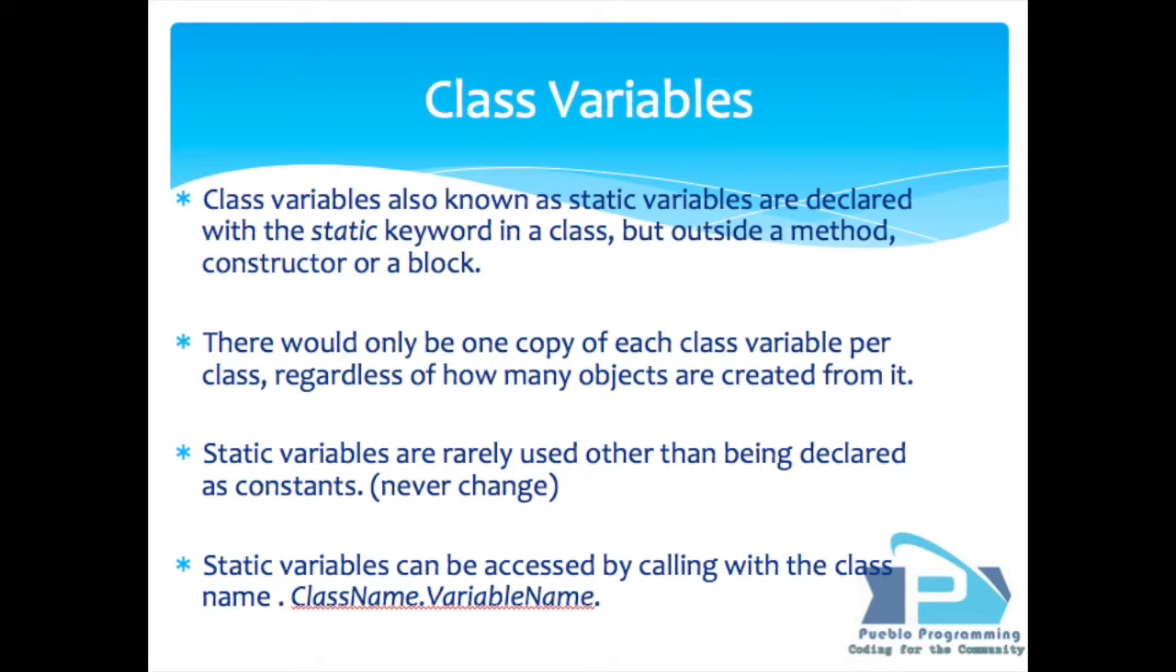Static variables can be accessed by calling with the class name. For instance, class name.variable name. So you have your class name, whatever it is, and then a period, and then your variable name. So if your variable was called apple and your class was called fruit, you would type in fruit.apple to call upon that variable.